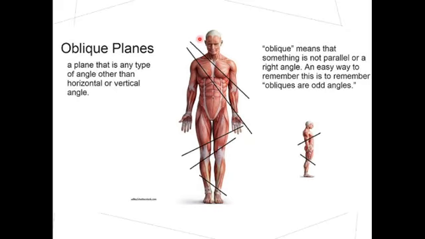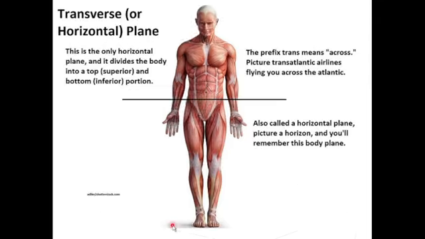Next, we have the oblique planes. Oblique means something that is not parallel or at a right angle. So we have it here. It goes into a slanting position, just like this. Oblique planes. Next, we have the transverse plane, or the horizontal plane. Trans means across. So it divides your body into a top portion and a lower portion.